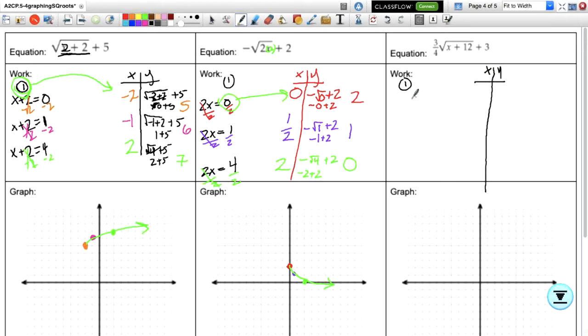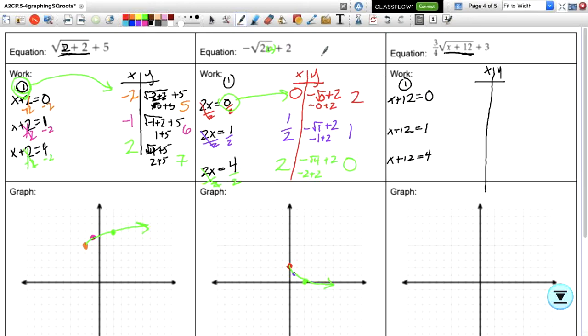Okay? We're going to take our radicand only, x plus 12, and we're going to set it equal to 0. We're going to take our radicand and we're going to set it equal to 1. And we're going to take our radicand and we're going to set it equal to 4. And again, the reason why we do 0, 1, and 4 is because those are the 3 smallest perfect squares.